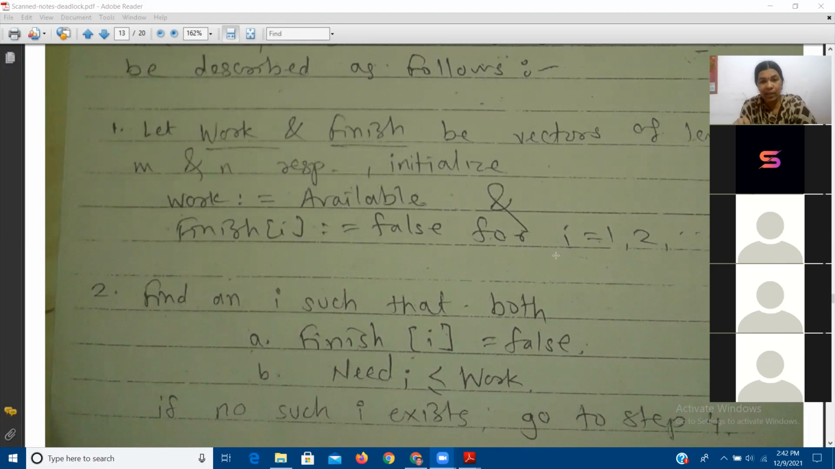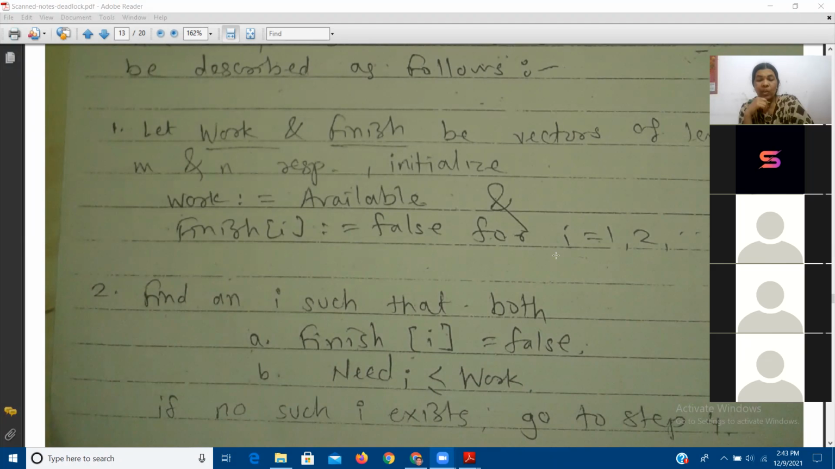What about the second condition? The second condition is need of I less than or equal to work. So which process satisfies this condition? Can anybody tell me? Which process satisfies this condition? Need of I less than or equal to work. Work is 3. Come on. P1. Good.